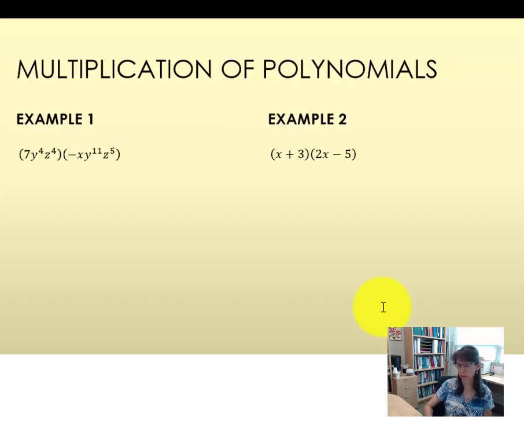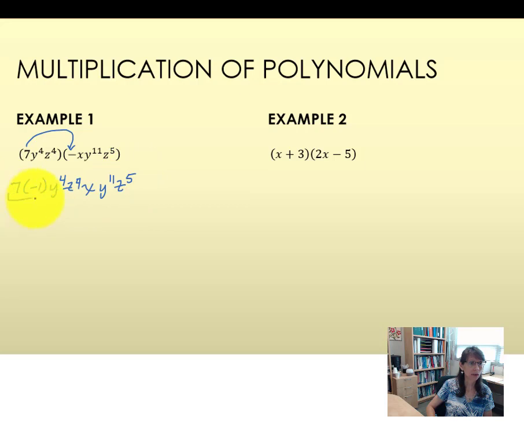When we're multiplying polynomials, we will need to take into account some exponent rules, and that would most likely be the power rule. So in our first example, we have 7y to the fourth, z to the fourth is multiplied by another monomial term. So 7 is multiplied by the other coefficient, -1. And then we have our string of variable terms. So I'm just going to rewrite those. Y to the fourth, z to the fourth, x, y to the 11, z to the fifth.